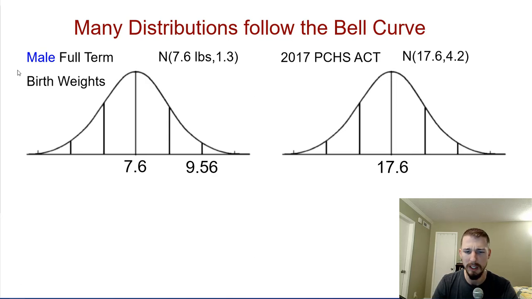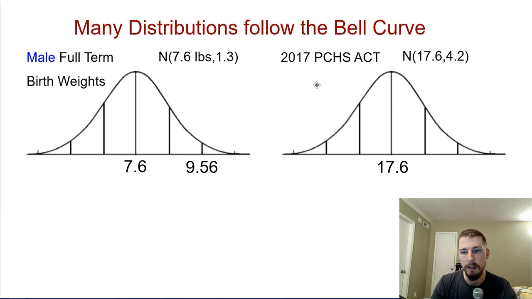It might actually be 7 pounds 6 ounces. I think it's actually 7 pounds 6 ounces, but I did 7.6 to make the math easier. My bad. And then for females, it's 7 pounds 2 ounces. See, this whole pounds, ounces thing, kilos would be a lot easier to work with. But anyway, we're just going to say it's 7.6 pounds with a standard deviation of 1.3.